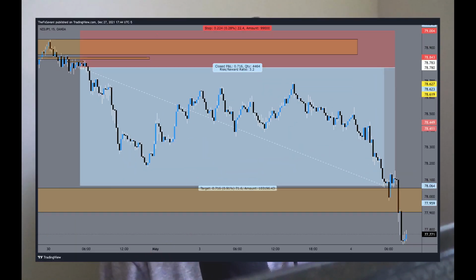Welcome. The head and shoulders pattern. I'm going to show you how to take advantage of it. And to help explain my example, I have a NZD JPY trade for a 71.6 take profit, risking about 22.4 pips. And we will explain the head and shoulders pattern as well as how it applies to the inverted head and shoulders. So let's get into it.